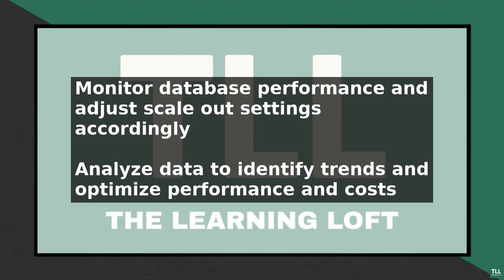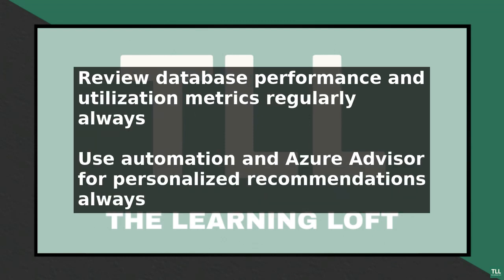After configuring scale-out, monitor the performance of the databases and adjust the scale-out settings as needed. Use Azure Monitor to collect data on the performance of the databases and the elastic pool or shard map. Analyze the data to identify trends and patterns, and make adjustments to the scale-out configuration to optimize performance and reduce costs.